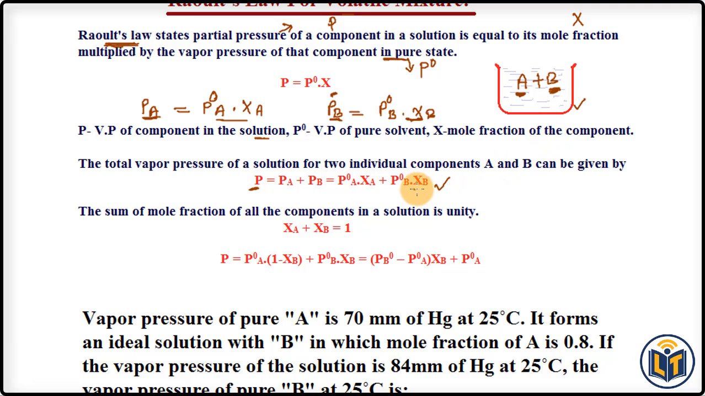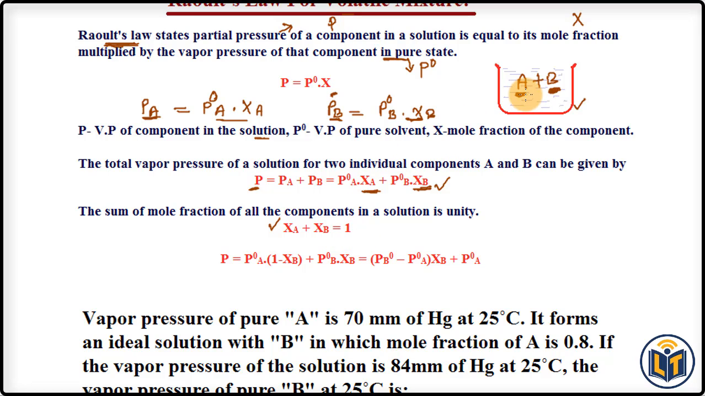Now here you can see that this expression has mole fraction, and there is one interesting fact about mole fraction. Whatever the number of components present in a solution, the total mole fraction of those components is always equal to 1. There are two components in this solution, therefore the total mole fraction of these components will be equal to 1. So that's why we get this relation: XA plus XB is equal to 1.